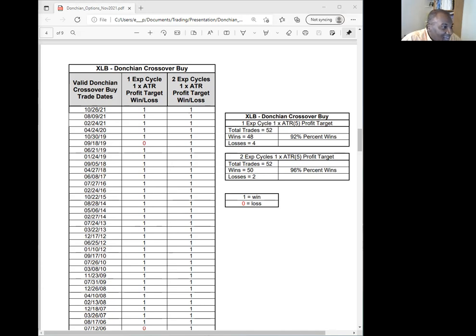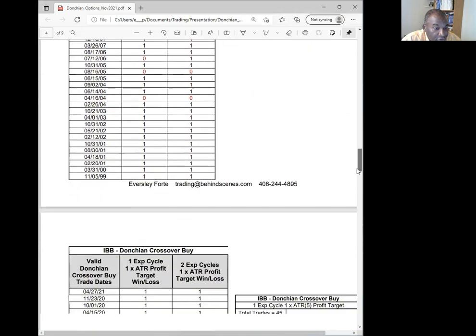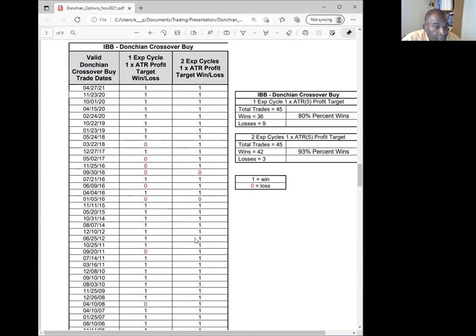All right. So I gave you the example of XLB, so you can go back and reference the trade dates, and also IBB, biotech. Here's an example where we have stats for 1 expiration cycle and 2 expiration cycles. This is why we need the stats. This is why so many people lose money, because they just sort of wing it. They don't know what expiration month to buy, what expiration week to buy. They just make stuff up in their own heads.